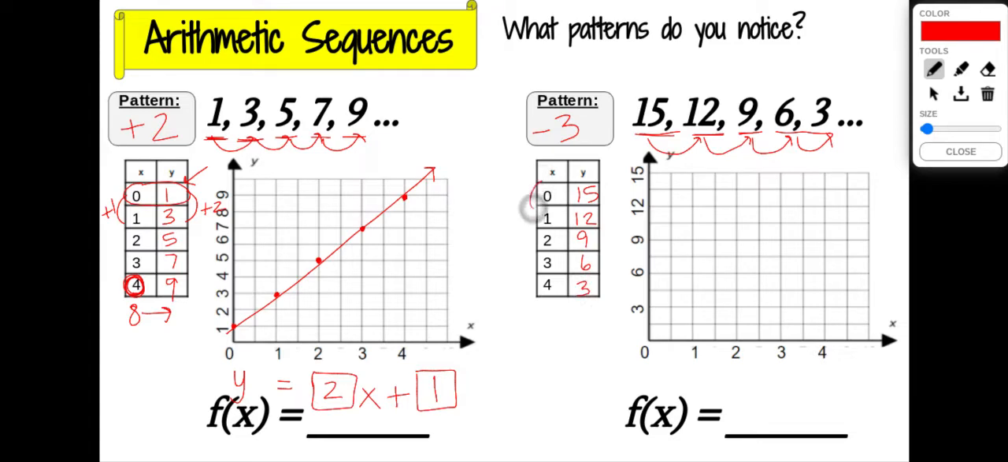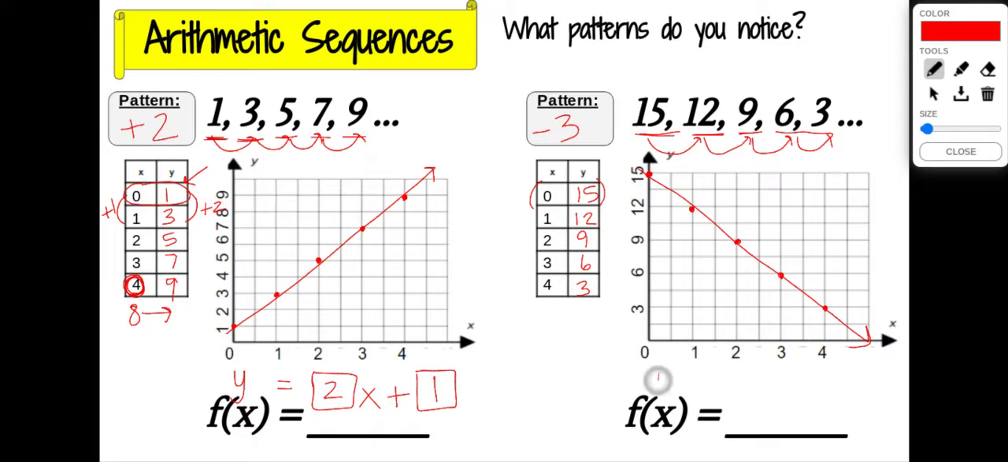Now let's take these as ordered pairs and graph them on the coordinate plane. So 0, 15, and then if you connect them, you're going to see that again, they make a straight line, which is linear. So again, with this arithmetic sequence, we see a linear relationship.